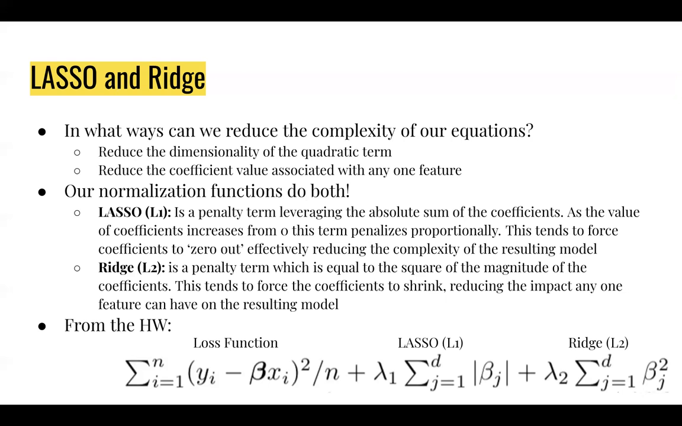And so maybe we don't change the number of features, but we try to constrain the magnitude of the coefficients associated with any one feature. It's the idea that no one feature can completely radically distort the values that we're getting. And at a very high level, that's exactly what we're doing.